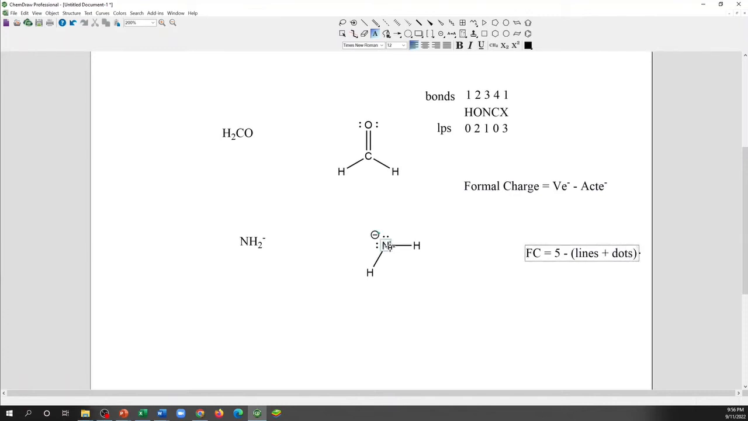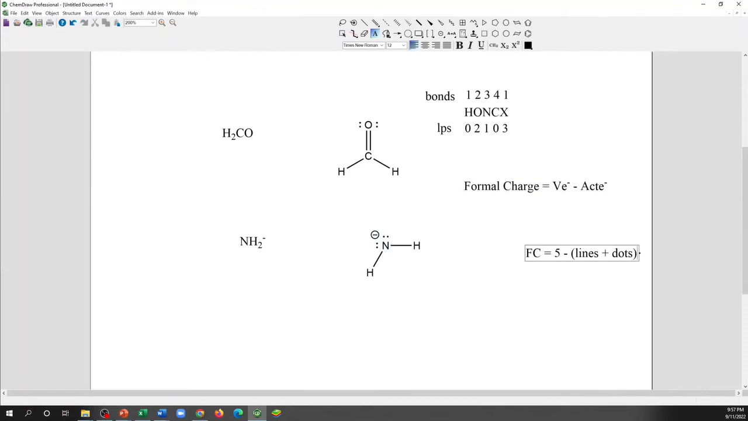So lines refer to the number of bonds on the nitrogen. If you break this bond and give half of those electrons to the hydrogen and half to the nitrogen, that means that this bond tells us that nitrogen owns 1 electron from this bond. And it also owns an electron from this bond. So the lines just tell us that we're taking the bond and cutting it in half. Dots tell us how many individual electrons we have, not lone pairs, but actual individual electrons.